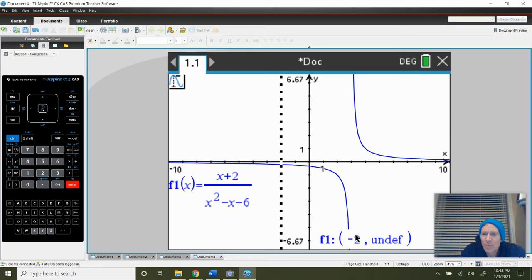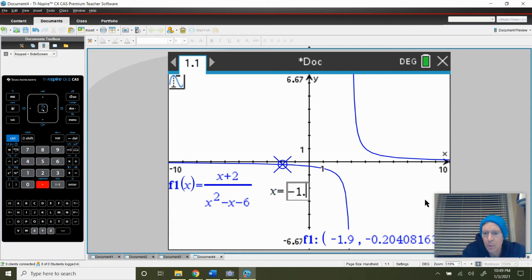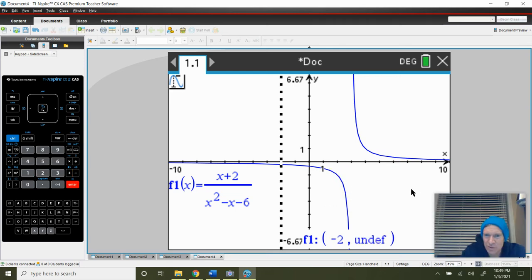Okay, let's look at what happens to our graph close to negative 2. How about on the right side of negative 2? So instead of negative 2, negative 1.9. Hit enter. Okay, negative 1.9. We're pretty close to negative 2, and it looks like our y value is about negative 0.2. That looks about right. Let's get closer to negative 2. So maybe negative 1.99. Okay, that's defined. It's defined when we're close to negative 2. It just wasn't defined when x was negative 2. If we type in negative 2, it's still undefined.